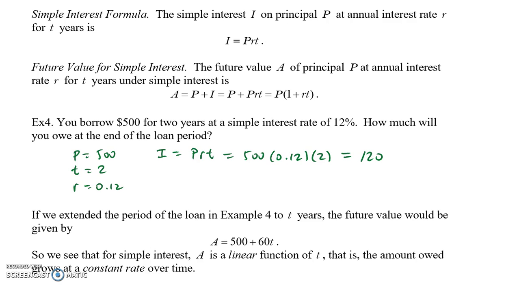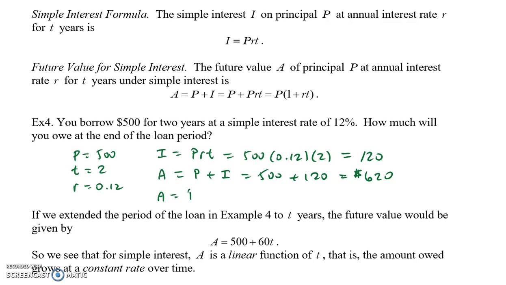The future value, or the loan, the amount that you have to pay back, total amount, would then be the original principal plus the interest. So the original principal was $500. The interest was $120. So the amount that you owe, that you have to pay back after the 2 years, would be $620.